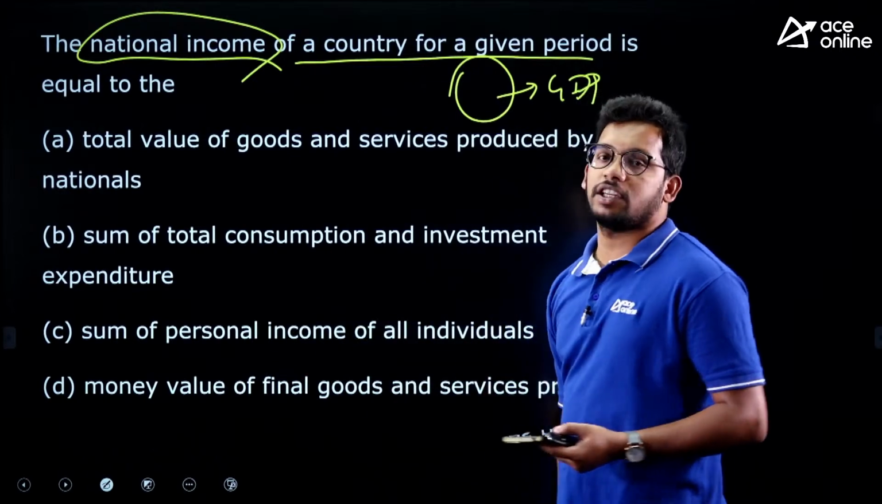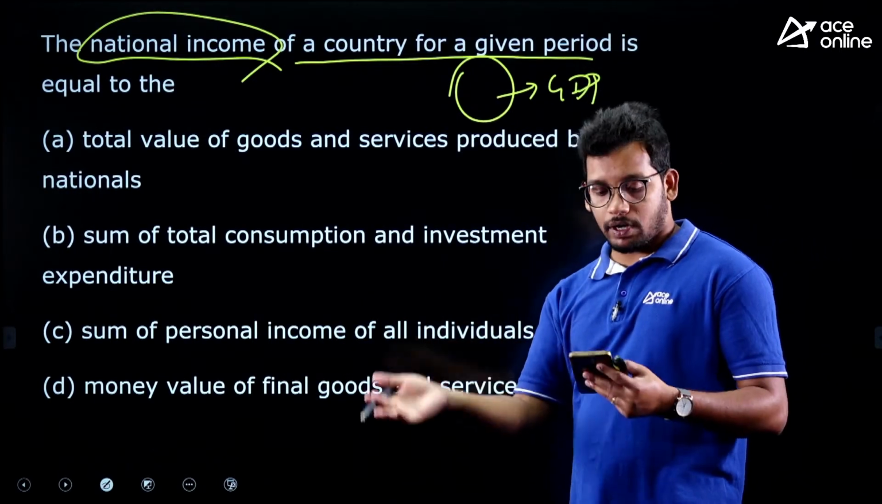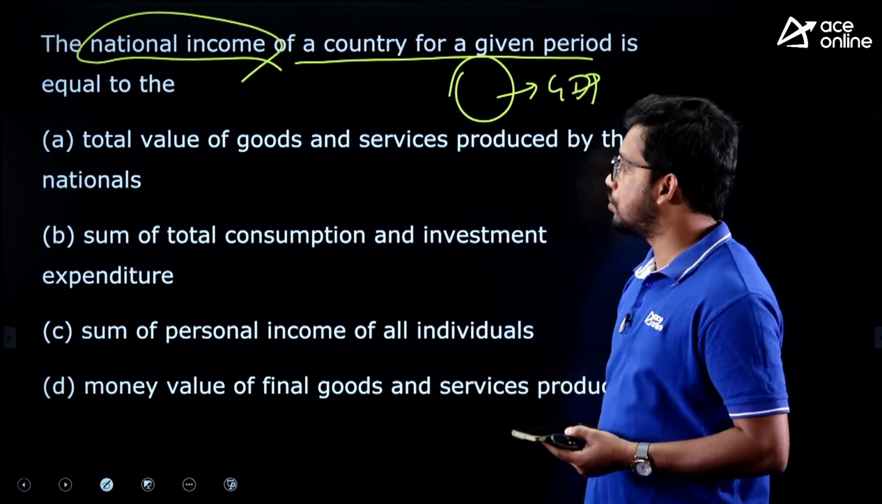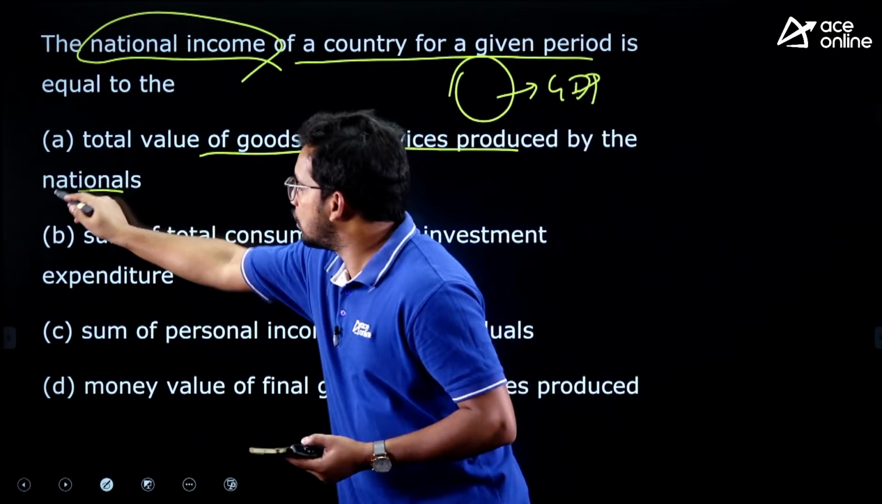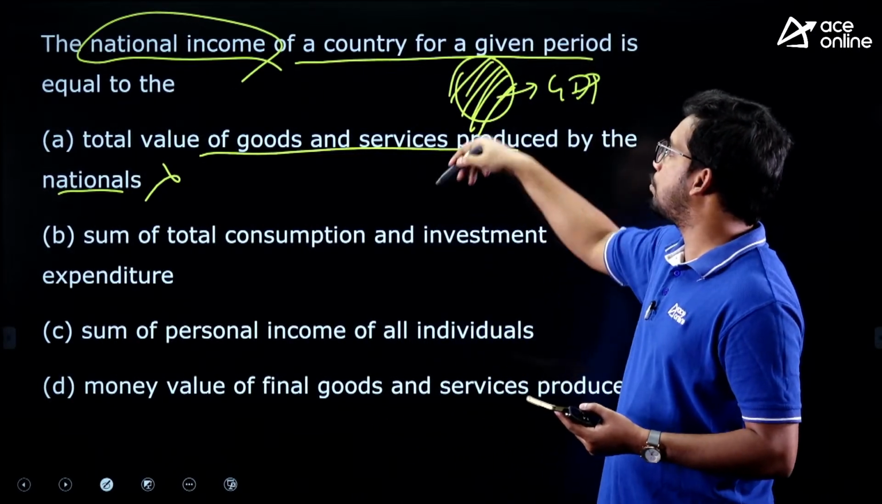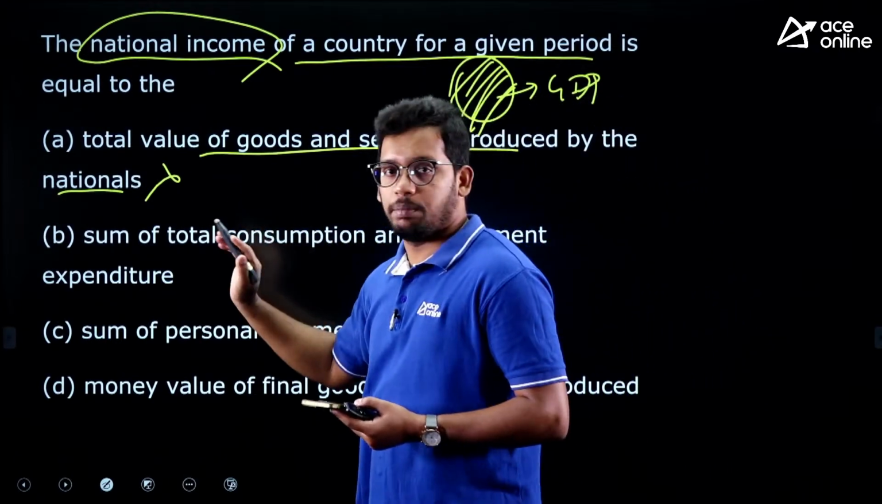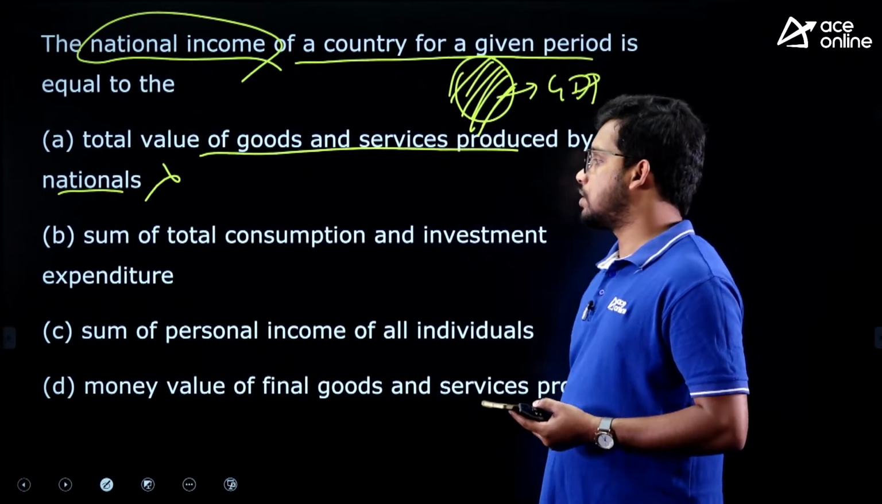Now they are directly asking the definition. What is GDP? We have discussed GDP. Go back if you haven't. Option one: total value of goods and services produced by the nationals. No. In GDP, whatever goods, whether foreigners or anyone producing within our boundaries, will be considered as GDP. So not nationals, but all the people residing in India. So this is wrong.